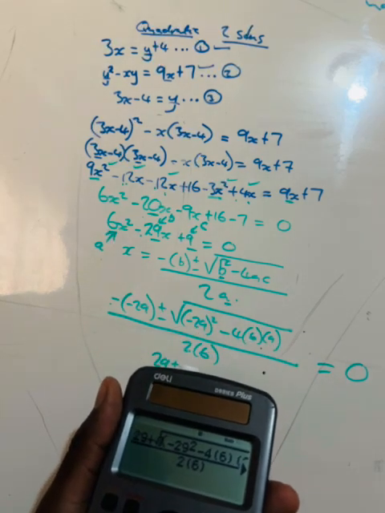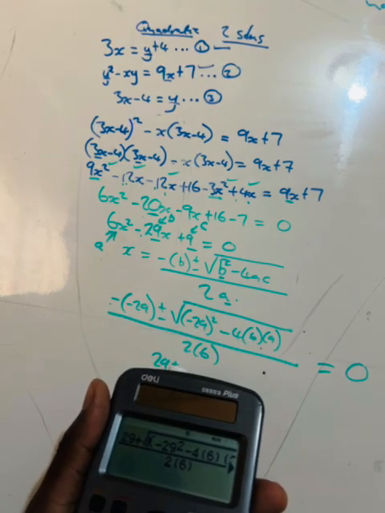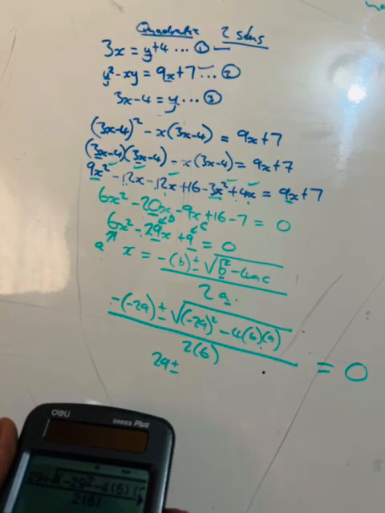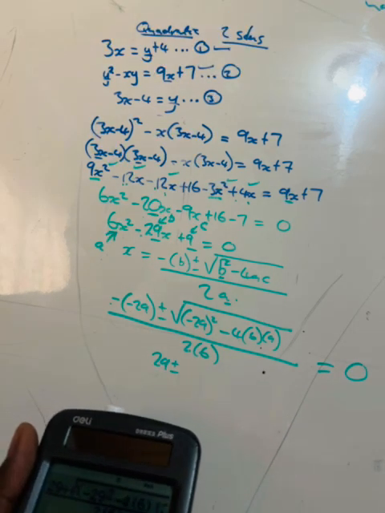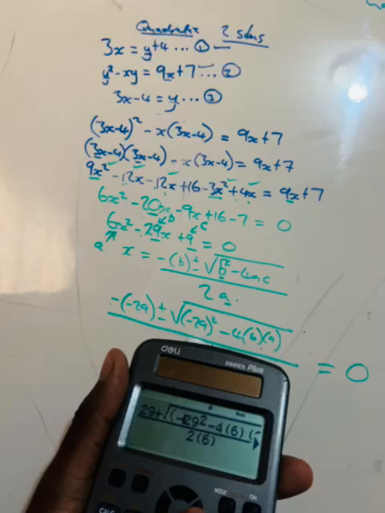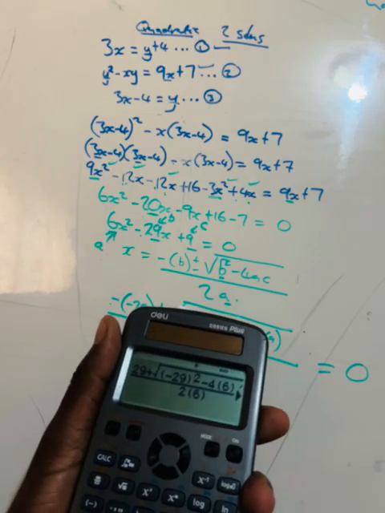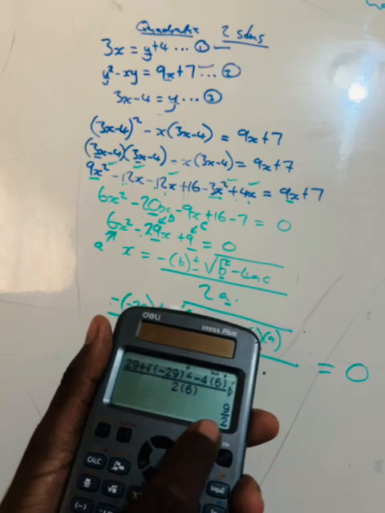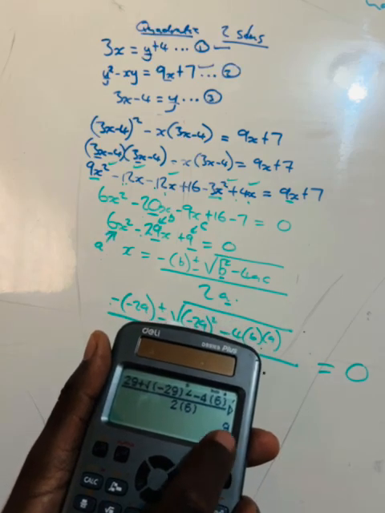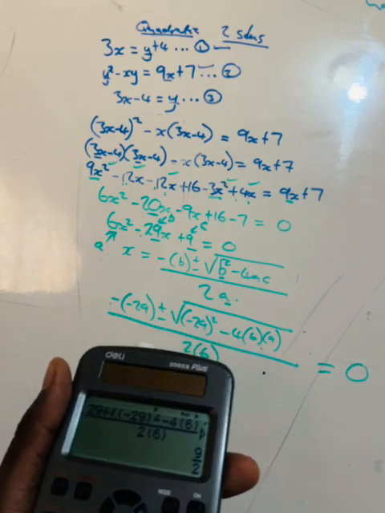Let's just confirm, did we make any mistake here? Oh yes, there is an error. I didn't close this bracket here. I was supposed to close the bracket before the squared. Then we do this. So when it's a positive, we get 9 over 2, right?